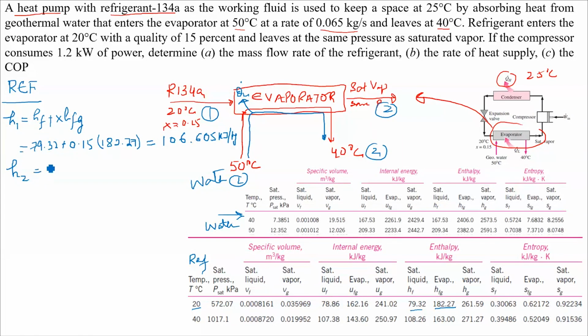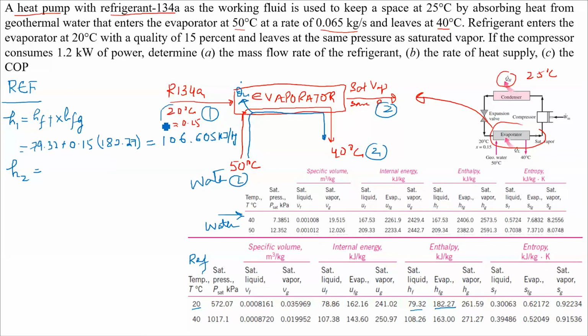H2 of the refrigerant. How can you find out the H2? You have to find H2 from the enthalpy table. Enthalpy is in kilojoules per kg. Just focus on the refrigerant table at the moment.